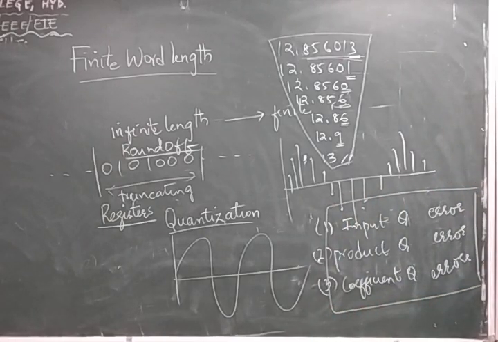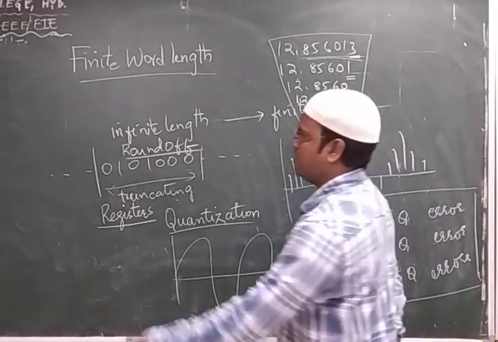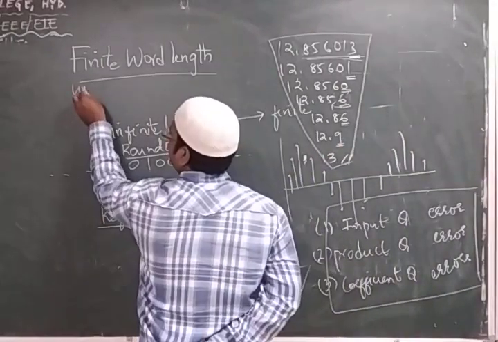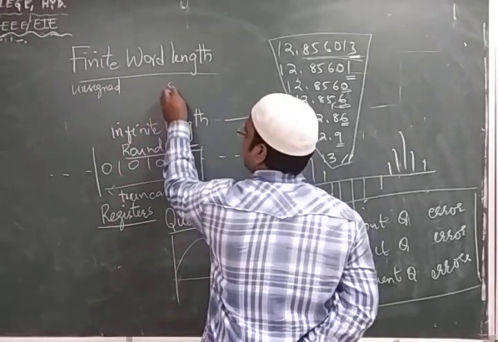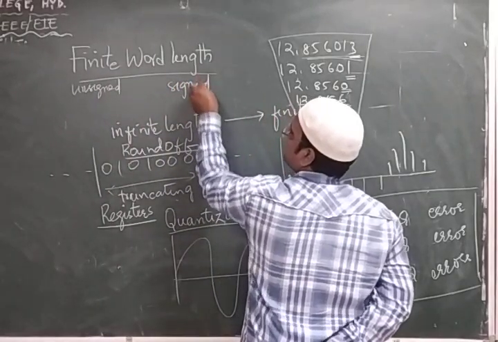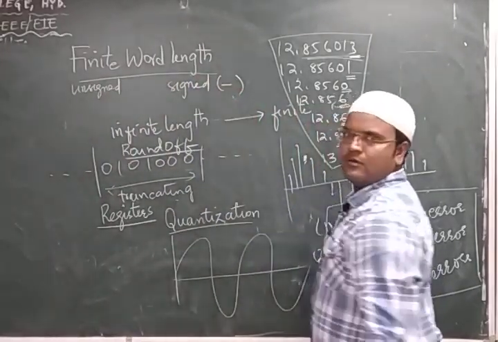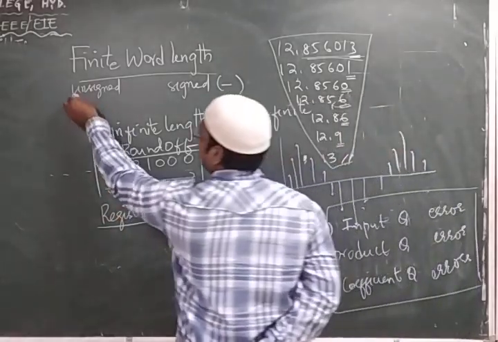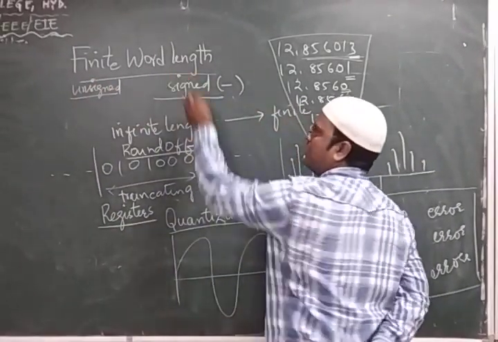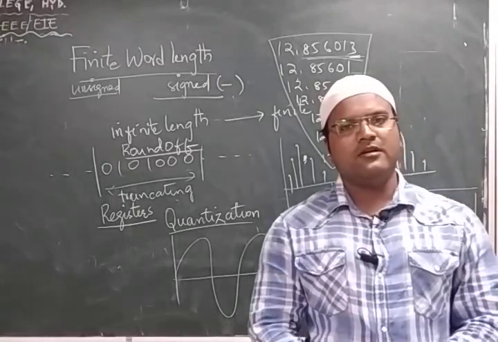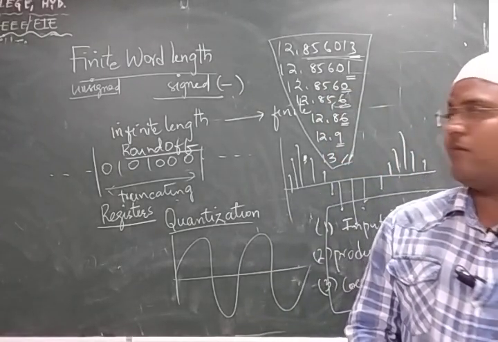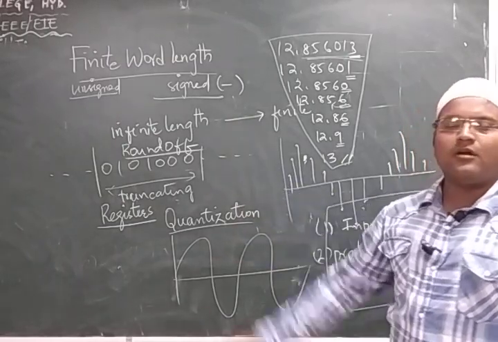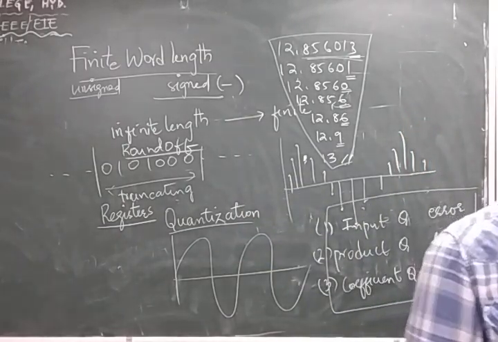While we are rounding off the bits, we may have two types of bits. One is unsigned bits, which don't have any sign. Another is signed bits. Signed bits means those that have a sign, like a minus value. How the signed bits and unsigned bits are used in finite word length, how it is going to work, and what the use of rounding off the bits is, those things we will see in the next class.